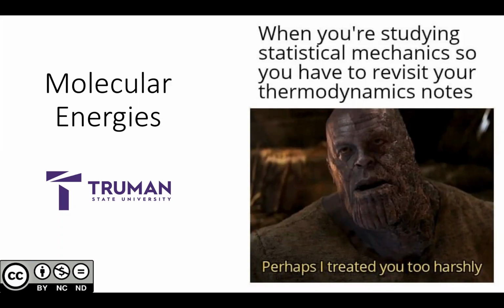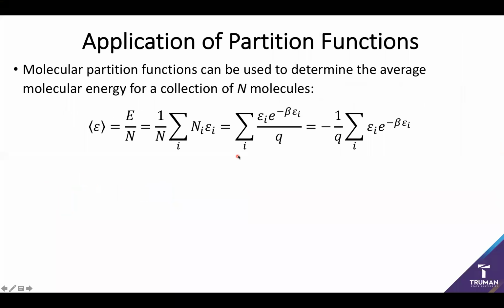So over the last couple lectures, we were able to build up a set of molecular partition functions. So today what we're going to do is try and put these molecular partition functions to use in describing the energy of a system. When we're trying to figure out the energy of a system, a good place to start is trying to come up with the average energy of any given molecule.